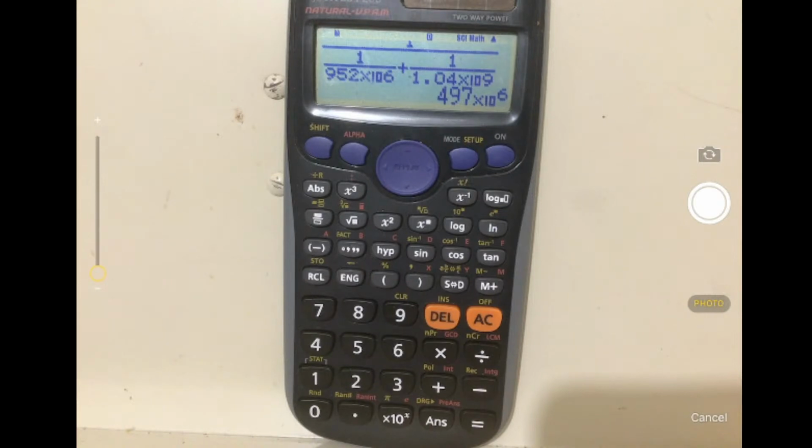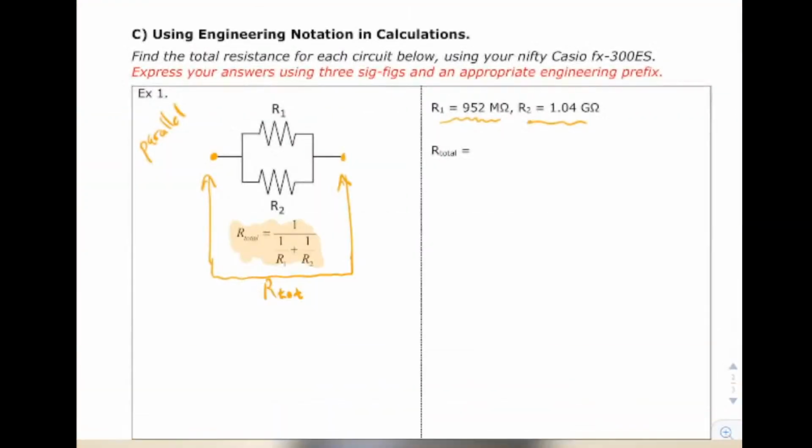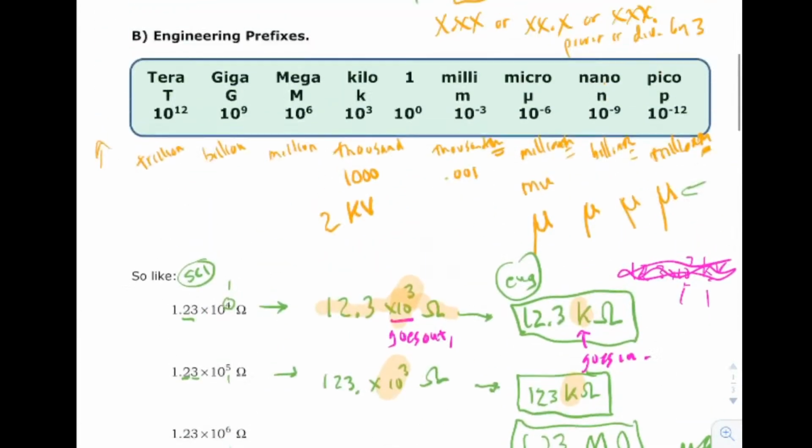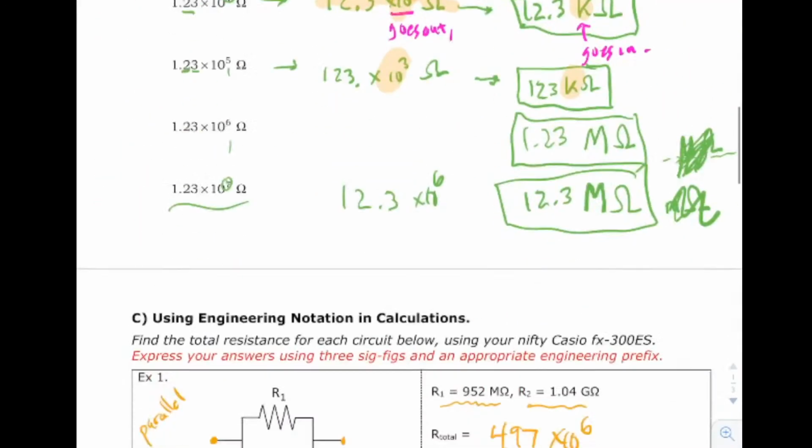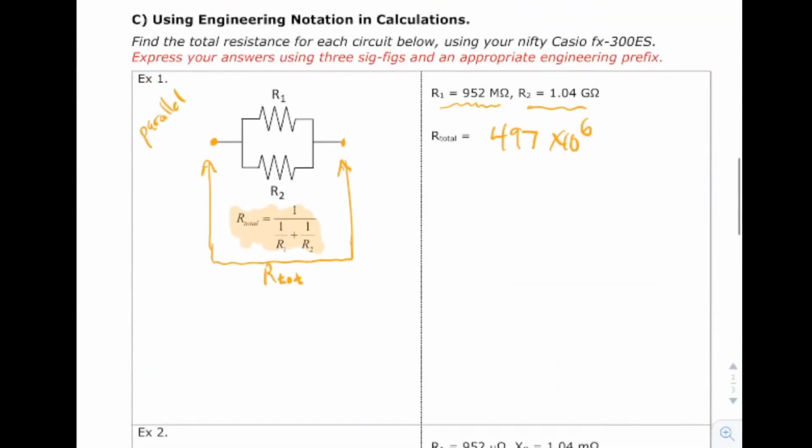All right, let's go back and write that down. 497 times 10 to the 6th. And again, let me scroll up, you have to go by your table here, and you have to say, oh, 10 to the 6th, that means I'm using mega. That means I'm using a capital M. So my real answer is 497 capital M mega ohms.